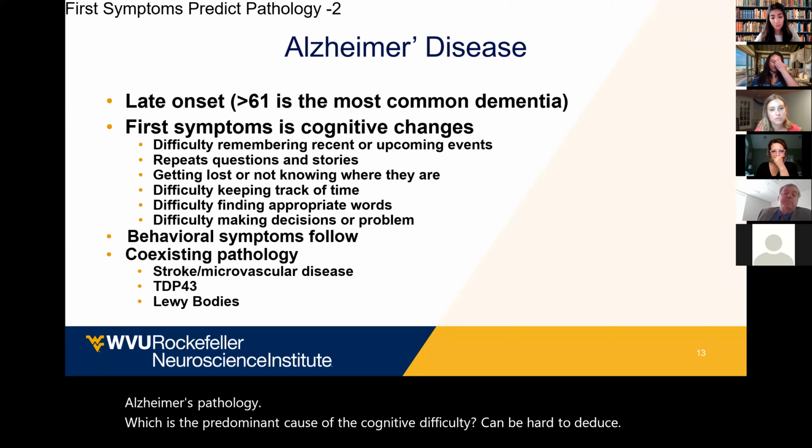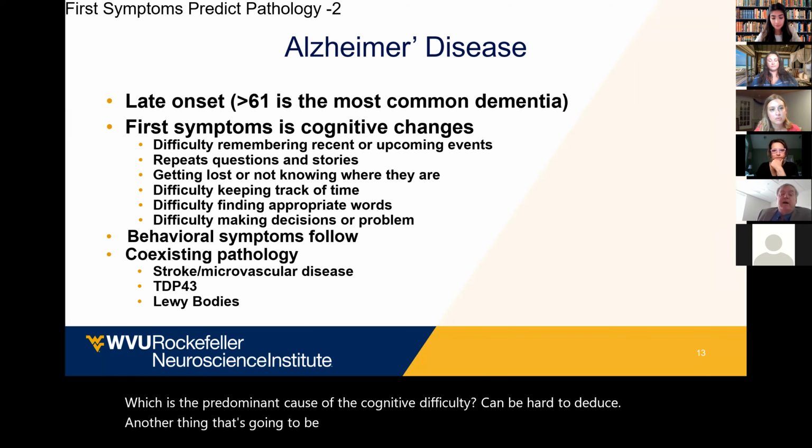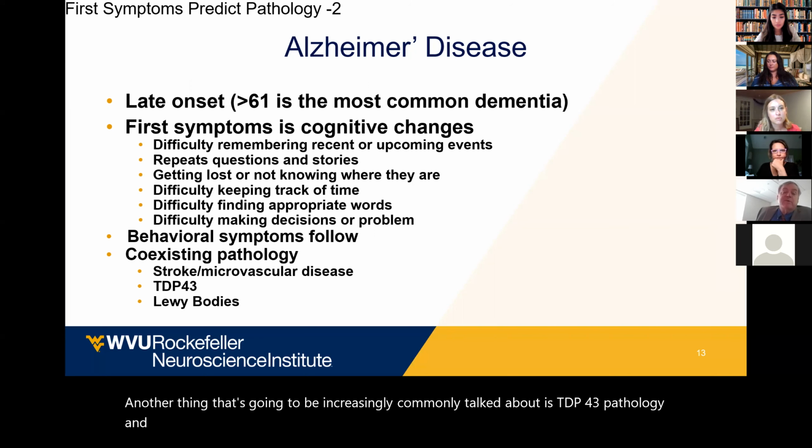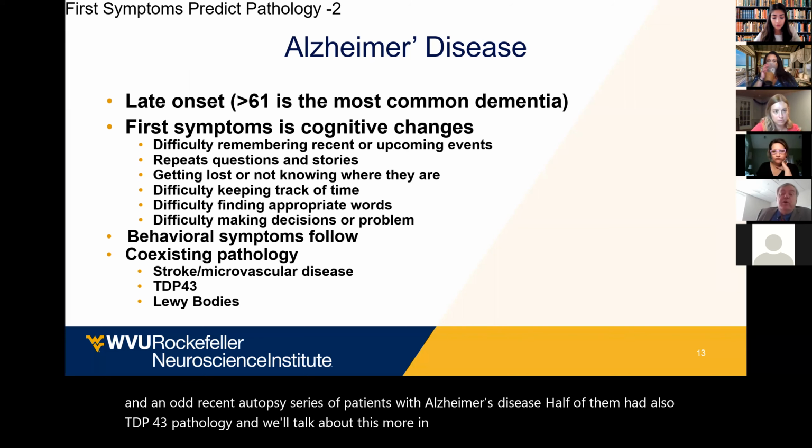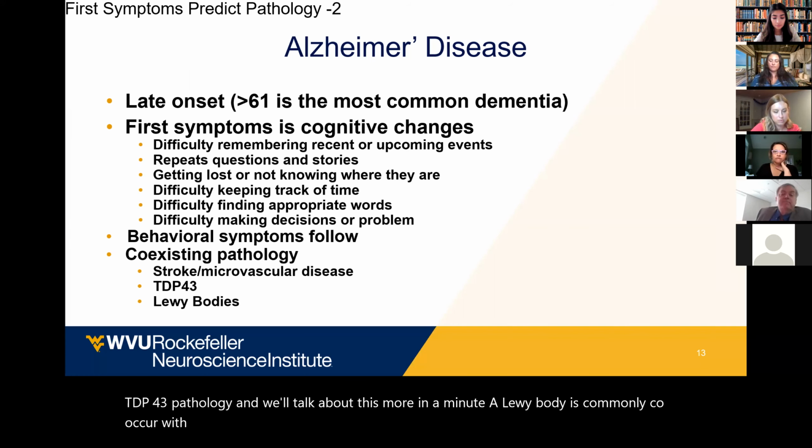Another thing that's going to be increasingly commonly talked about is TDP-43 pathology. In a recent autopsy series of patients with Alzheimer's disease, half of them had also TDP-43 pathology. And we'll talk about this more in a minute. Lewy bodies commonly co-occur with Alzheimer's disease, and we'll talk about that more in a minute.